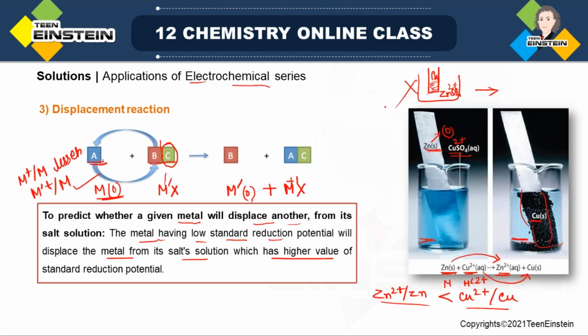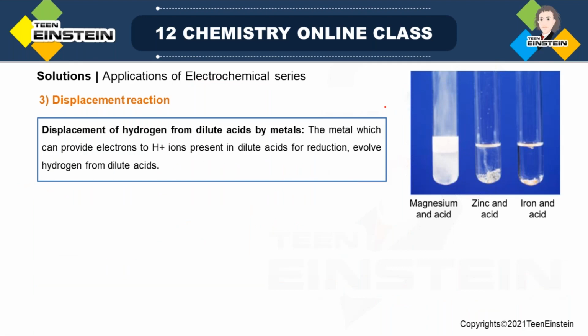So this is also a displacement reaction example. Next slide, this is another displacement example, because displacement reactions may be of different types. In the previous case you have seen a metal displacing another metal, but now we will see displacement of hydrogen from dilute acid by a metal. So this is also another type of displacement.